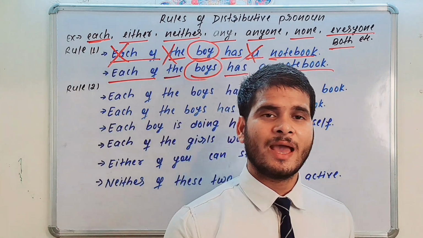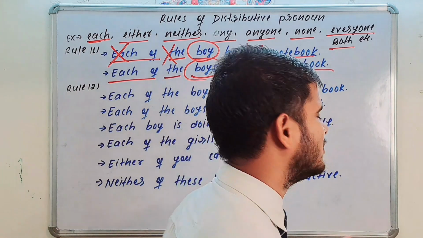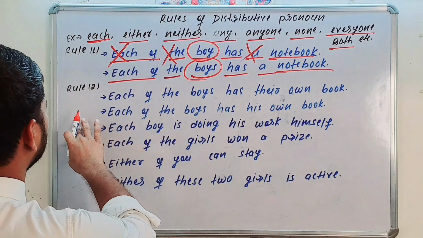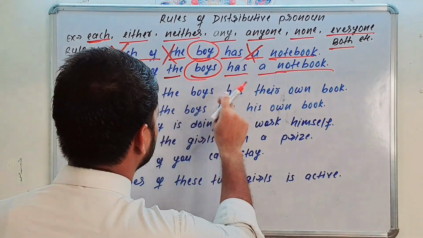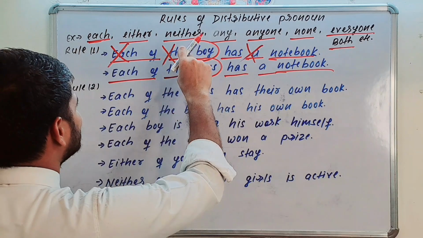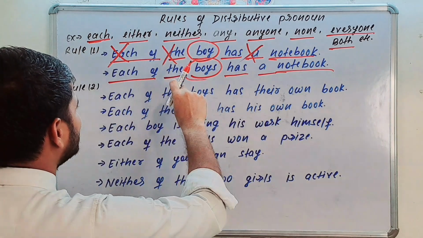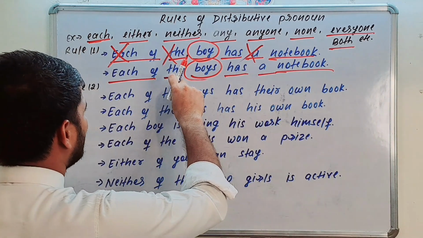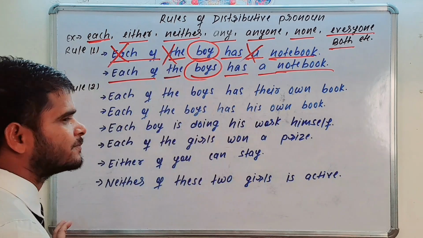You can understand the second rule better through some examples. Each of the boys has their own book, and you can understand it also in this example here. This is your second rule. Now I'm talking about the second rule.